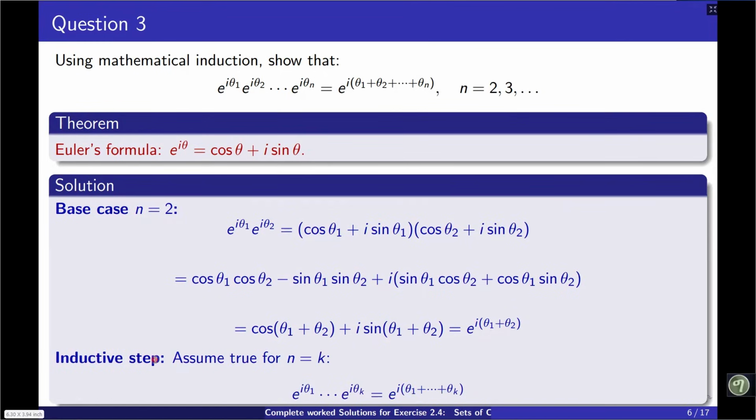Then the inductive step. Here we have seen that the theorem holds true for the first value of n, that is for n equal to 2. So let's assume that the theorem holds true for n equal to k, whenever k is an arbitrary natural number greater than 2. So it becomes e to the power of I theta 1 times up to e to the power of I theta k is equal to e to the power of I times theta 1 plus theta 2 plus up to theta k.